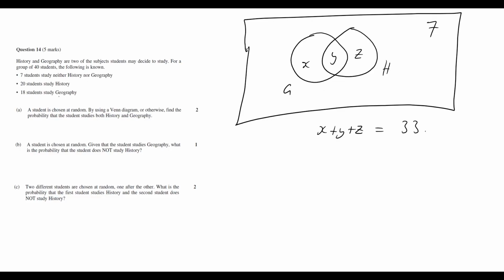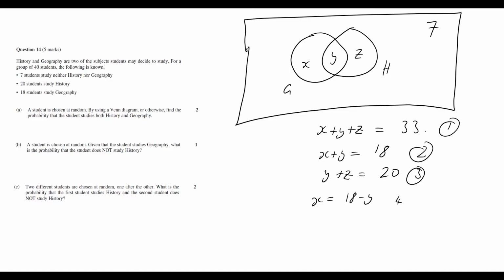We know that there's 18 students that study geography, so we can also say, therefore, that X plus Y equals 18. And we know that 20 people study history, so now we can say that Y plus Z is equal to 20. So let's quickly work with these equations. We'll quickly label these 1, 2, and 3. So now with equation 2, we can rewrite that as X equals 18 minus Y. We'll call that equation 4. And we can also write from equation 3 that Z is equal to 20 minus Y.